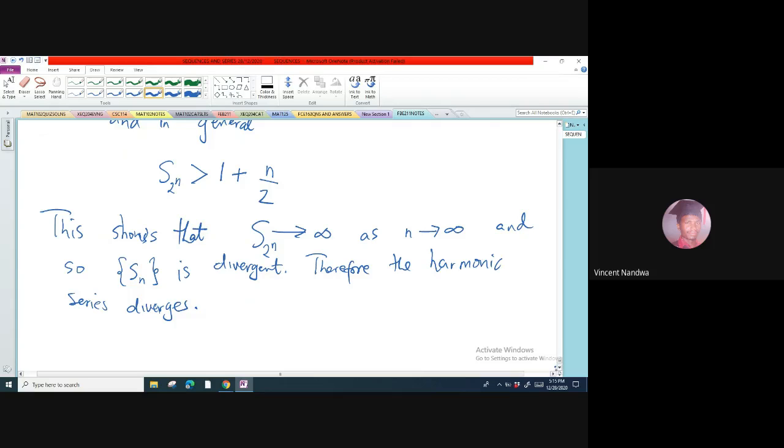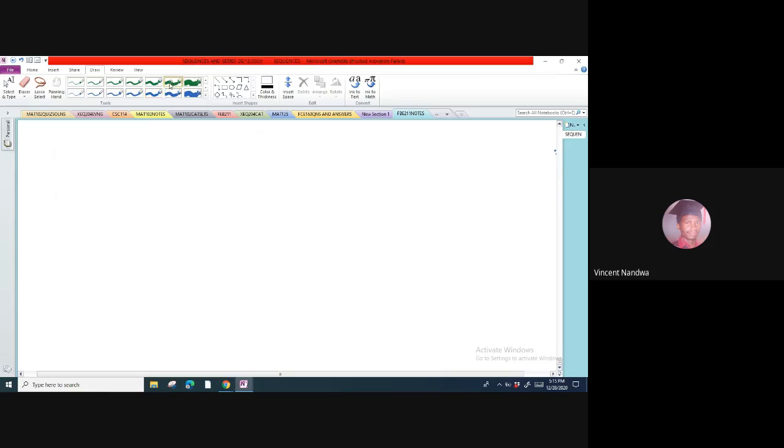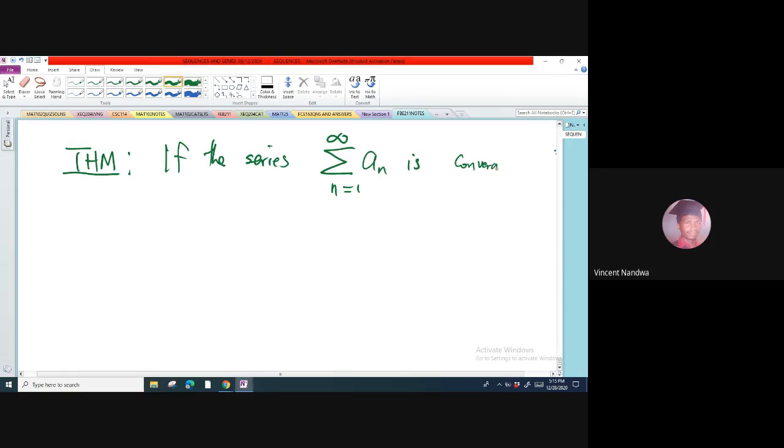So just another theorem here. If the series converges, then limit as n approaches infinity of an equals 0.